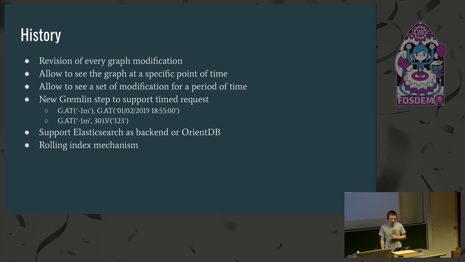To achieve this, to use this time context, we introduced a new Gremlin step, which we called at. You can see here that you can specify your time. Let's say this Gremlin expression gives the graph how it was 1 minute ago, or you can specify a date. You can also give a time and then the period where you want to get the revisions from.